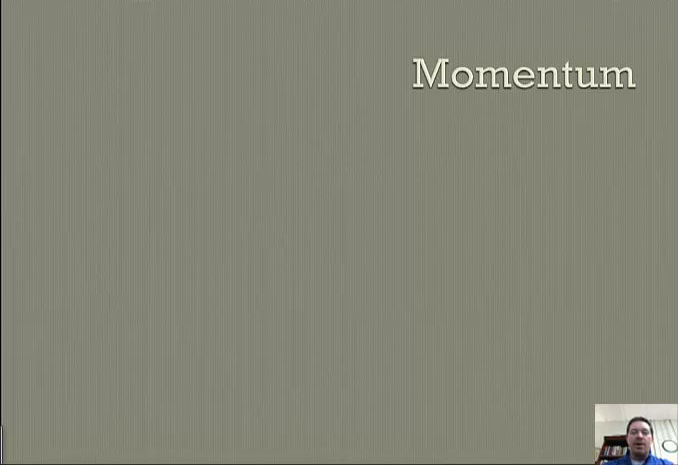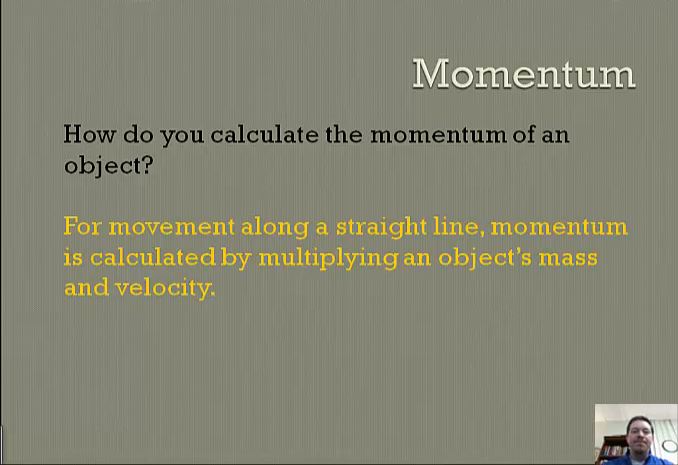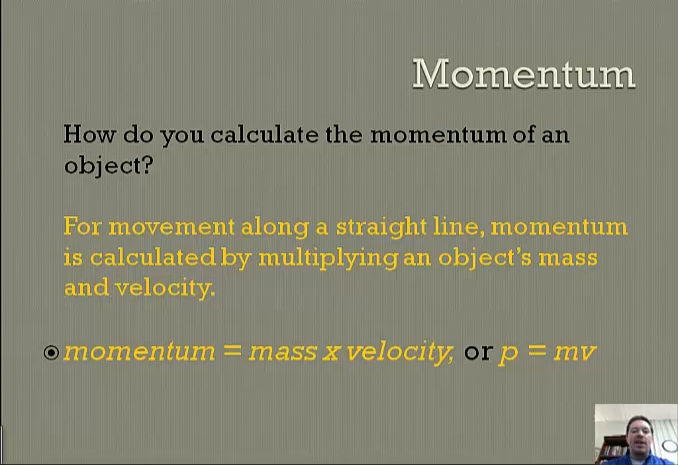So moving on from Newton's third law, we're going to look at momentum now. We're going to start by looking at how to calculate momentum of an object. If we're looking at movement along a straight line, momentum is calculated by multiplying an object's mass and its velocity. So momentum is equal to the mass of an object times the velocity that that object moves. We use the letter P as an abbreviation for momentum. So just make note of that. P equals m times v.